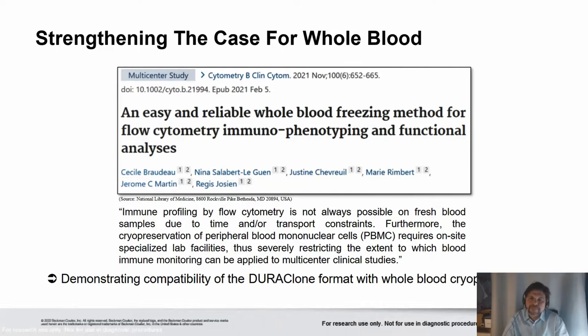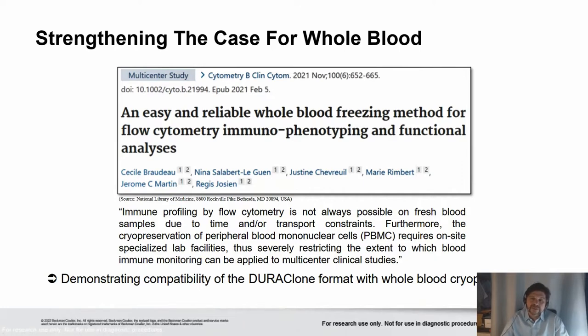I already mentioned that the DURAClone kits and DURActive kits have been tested also to work with whole blood. So why did I emphasize this so much? There's a good portion in the scientific community that thinks if you do not decompose the sample by PBMC isolation, do not wash away also soluble components that are important in cellular interaction, you might end up with a situation that is much closer to the physiological situation than you would see with PBMCs.